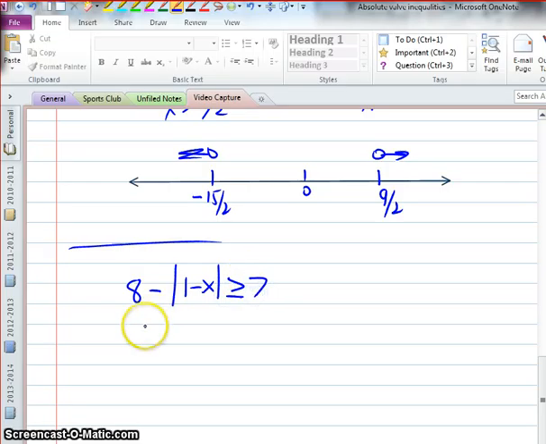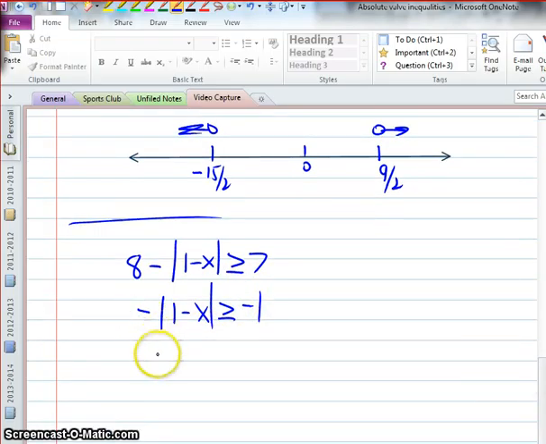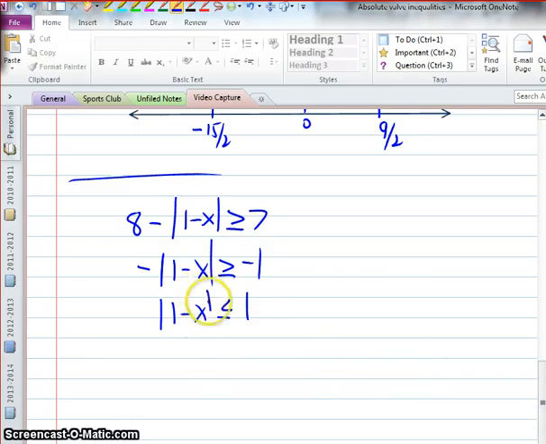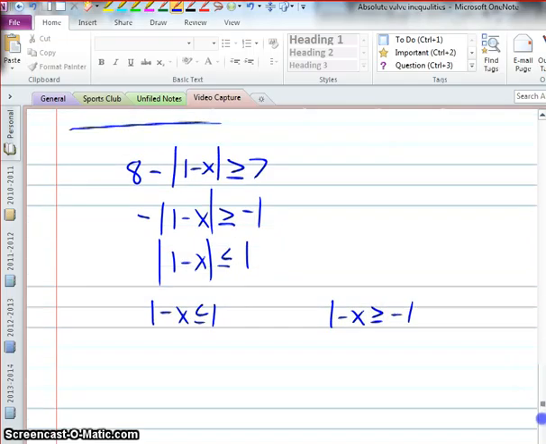First of all, we've got to subtract 8 from both sides, which makes it look like we have a problem, but in actuality we don't, because of this negative out here, we have to divide both sides by negative 1. We divide by a negative, we have to flip that inequality symbol, as we've done in the past. Now we're ready to make our two equations. So we have 1 minus x is less than or equal to 1, and 1 minus x is greater than or equal to negative 1.